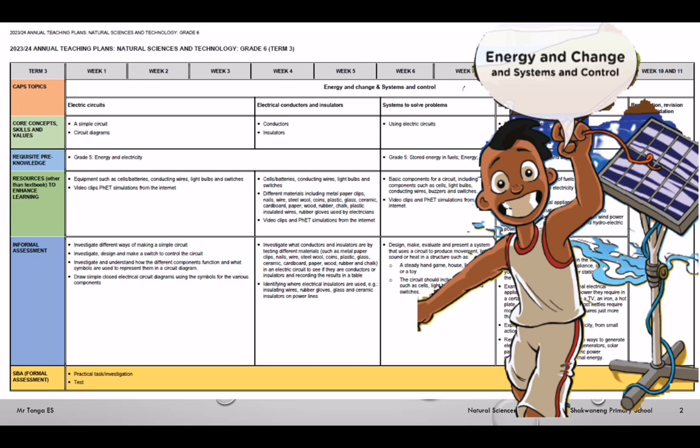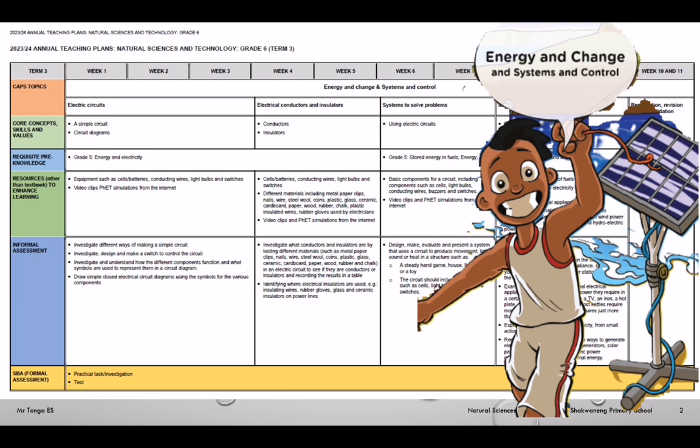Hello, ladies and gentlemen. Today, welcome to Natural Sciences and Technology, Grade 6. In Term 3, Grade 6, we are looking at energy and change and systems and control.